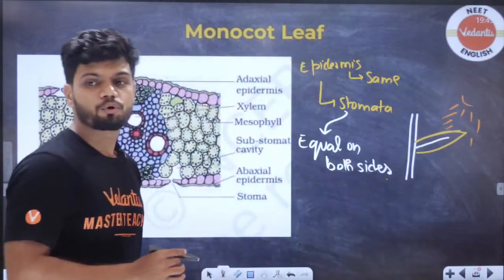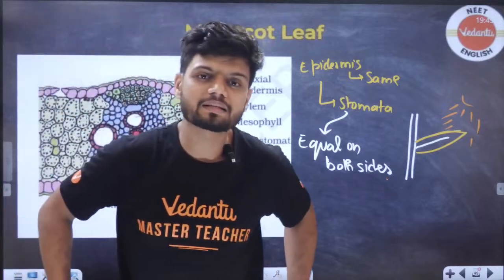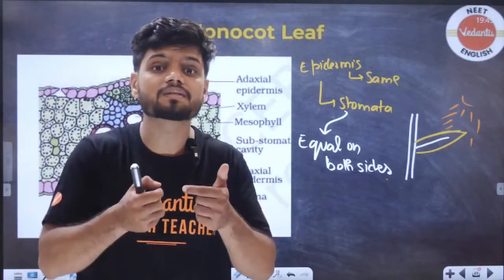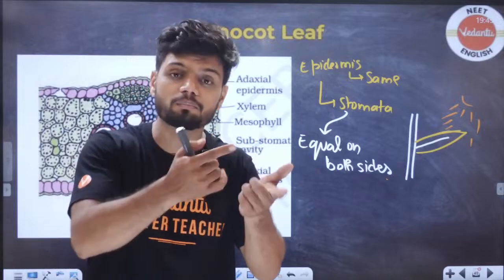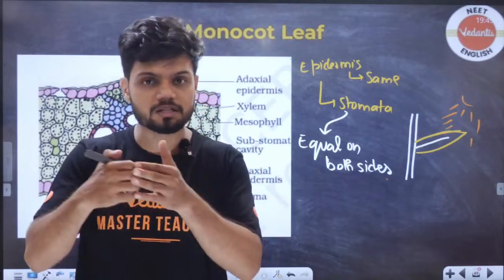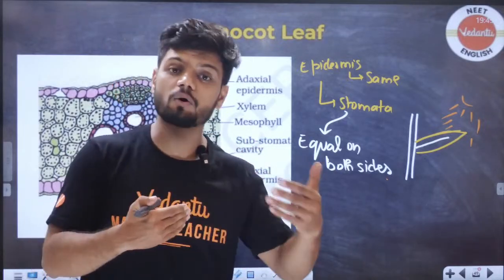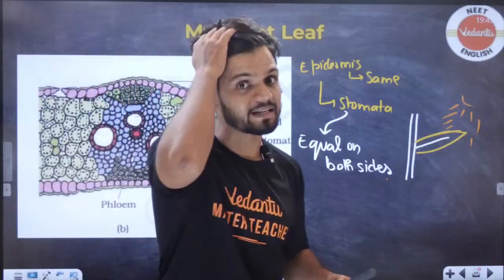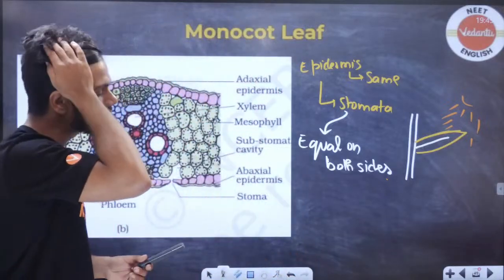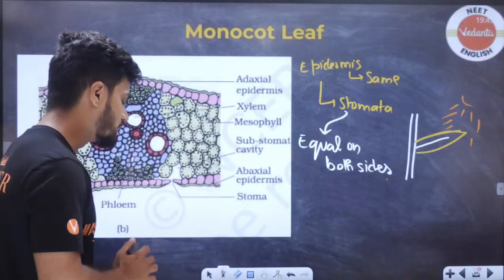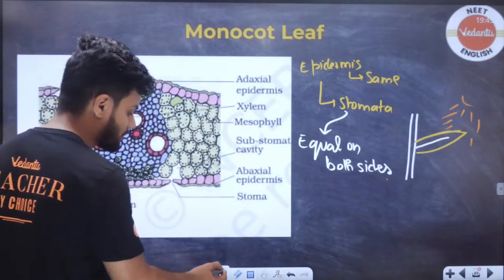Now what are protoxylem and metaxylem? Protoxylem is the first formed xylem. Metaxylem is produced later on. Protoxylem is first formed xylem. Metaxylem is later formed xylem. Not your secondary xylem. It's a type of primary xylem only.